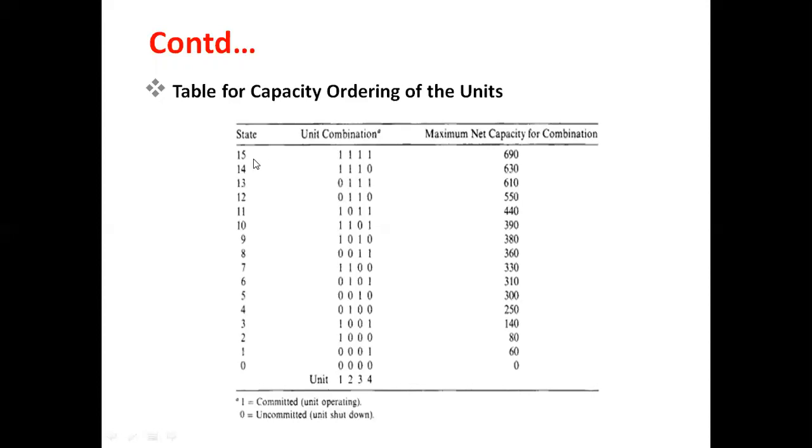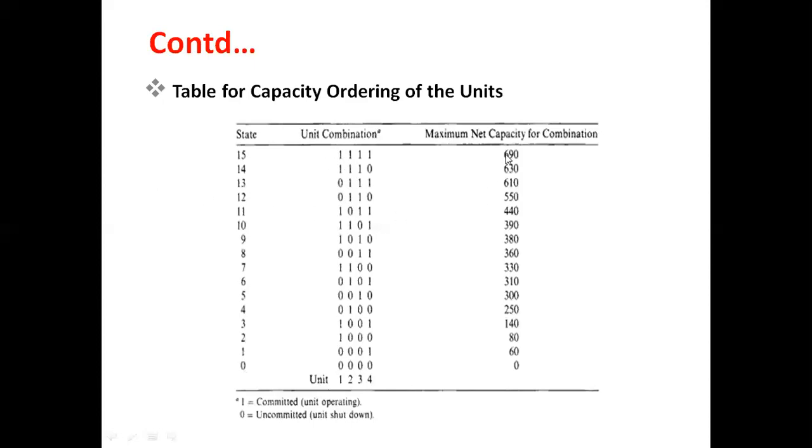Combination 1 means unit 4 is 1. Combination 2 means unit 1 is 1. And in this way, combination 15 means all the units are in on condition or committed. State 0 is not feasible because all the units are off. State 1 means unit 4 is committed. State 2 means unit 1 is committed. And in this way, state 15 means all 4 units are committed.